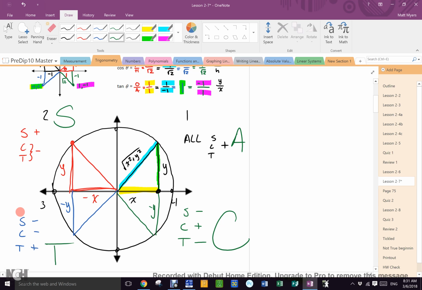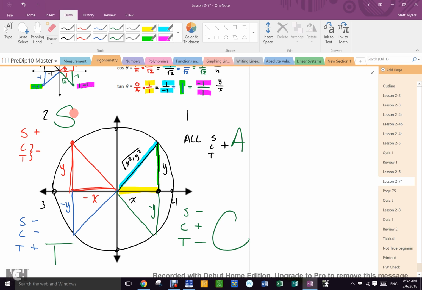Everybody cool? Everybody good? Yeah, you could say acts if you want to go that way. I don't care. I was taught C-A-S-T. So that's what I still say. You want to say A-C-T-S, acts, that's fine, I don't care. Or you could not use a memory tool at all and just use your brain. When x's and y's are positives and negatives.